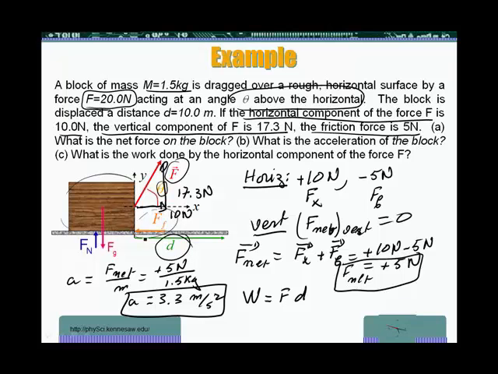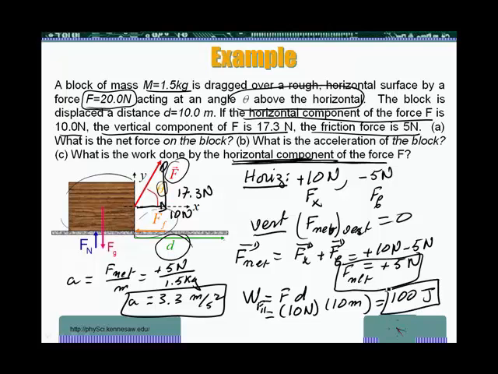F is along the horizontal, D is along the horizontal. So all of that F, that horizontal component of F, all that 10 newtons is parallel to D. Because it's fully parallel to D, that's all we have to write. 10 newtons times the displacement, which is 10 meters, which gives me 100 newtons times meters, 100 joules. So the work due to F parallel in this case is 100 joules.